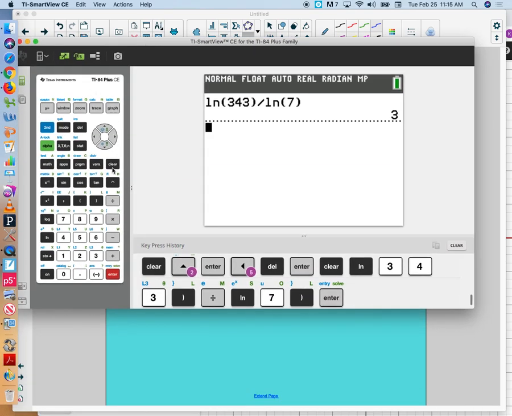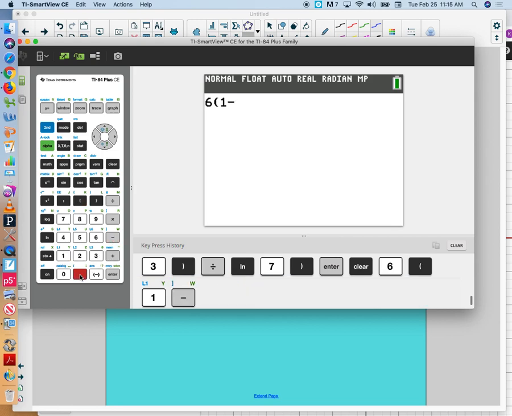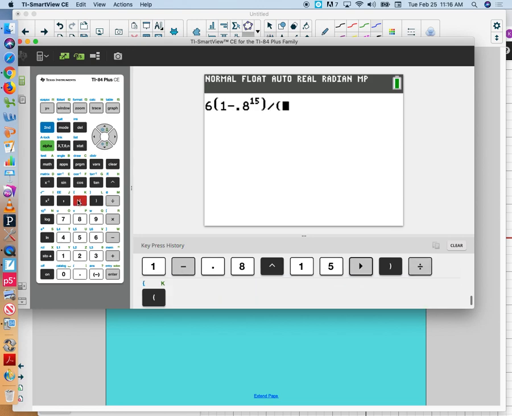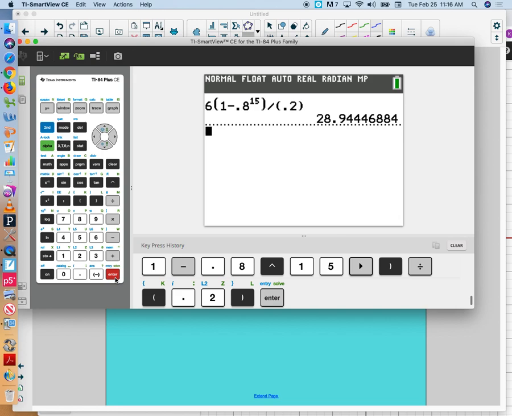All right, so we have 6 times 1 minus 0.8 to the 15th. Well, I usually don't put in my 0, but it's 0.8. I should put in my 0, but I usually don't. Divided by 1 minus 0.8 should be 0.2, shouldn't it? I don't know what the answer is. I got 28.944. All right, so questions on that one?